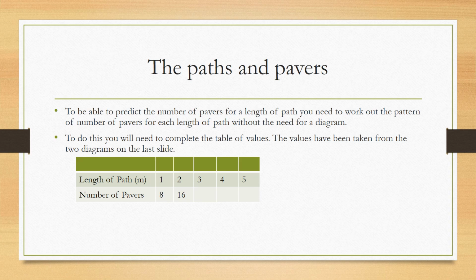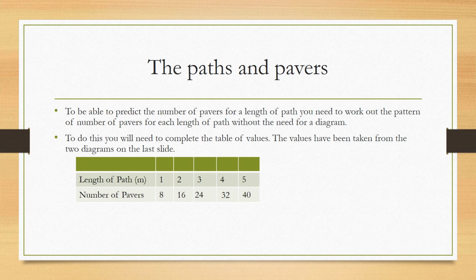Well, it probably shouldn't take you too long to realise that the number of pavers is 8 times the length of the path. So 1 times 8 is 8. 2 times 8 is 16. So therefore, we should be able to work out how many pavers for 3 meters, and that's going to be 24, because 3 times 8 is 24. So what's 4 times 8? 32. That tells us the number of pavers for a 4 meter length of path. And finally, for a 5 meter length of path, we need 8 times the length for the number of pavers, and that's going to be 40.